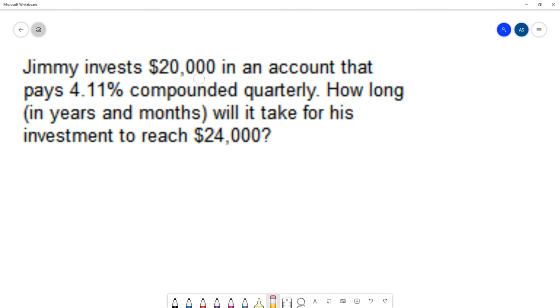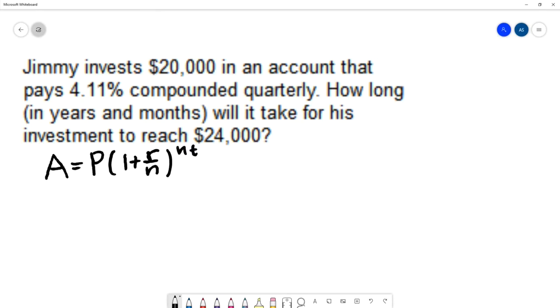Jimmy invests $20,000 in an account that pays 4.11% compounded quarterly. How long in years and months will it take for his investment to reach $24,000? So since interest is compounded quarterly, we're going to use our periodic compound interest formula. That's A equals P times 1 plus R over N to the NT.